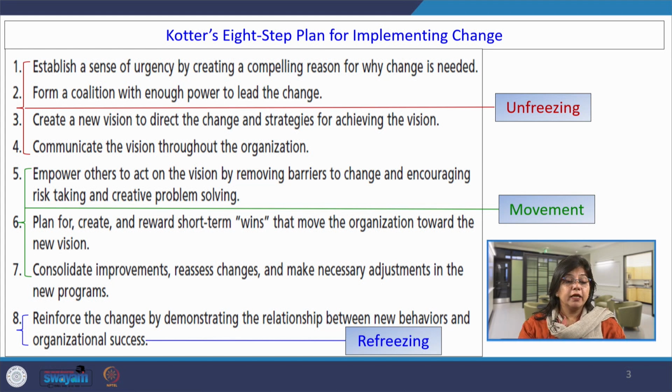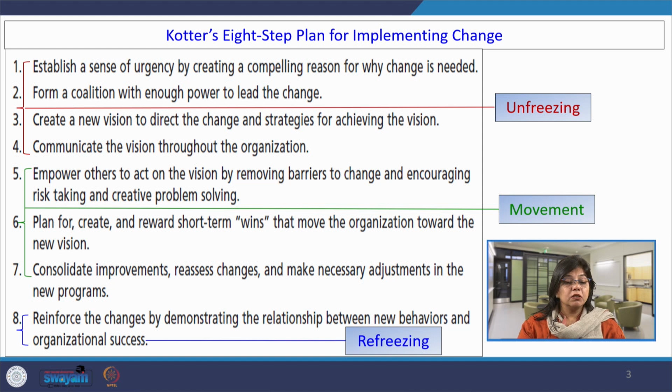Fourth is communicate the vision throughout the organization. It is not only about communicating the vision, the idea or the change initiation to a specific group of people, but it should be communicated throughout the organization, from top to bottom or bottom to top, to the officials who are in the process of that change, and every member needs to be ready to accept that change.